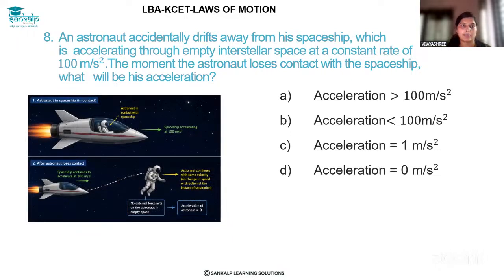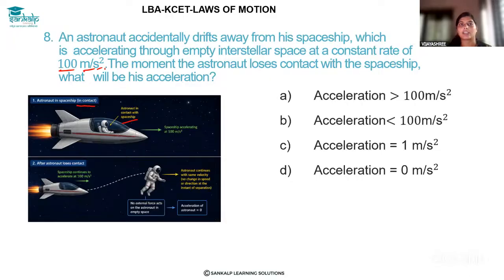This is the image. So, astronaut in spaceship. When he is in the spaceship, he is in contact with the spaceship. Okay, astronaut in contact with spaceship. So the spaceship is accelerating at a rate of 100 meter per second.